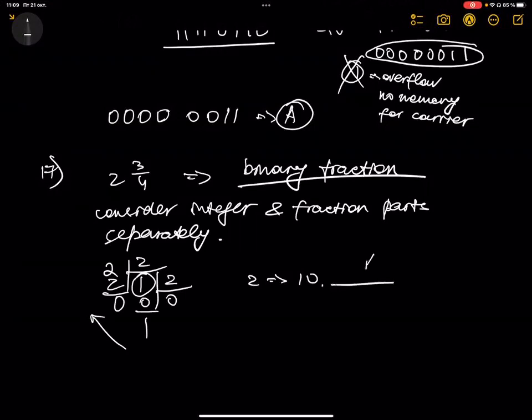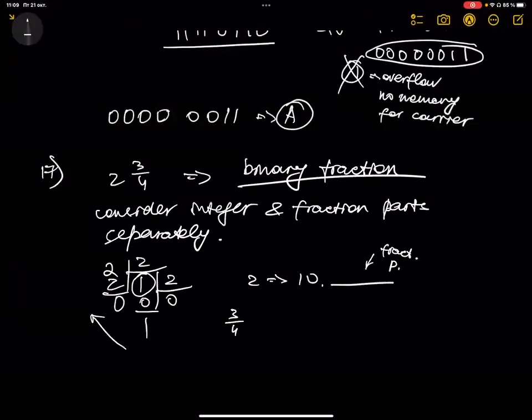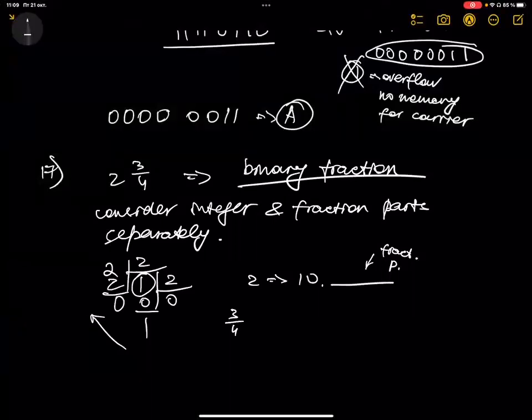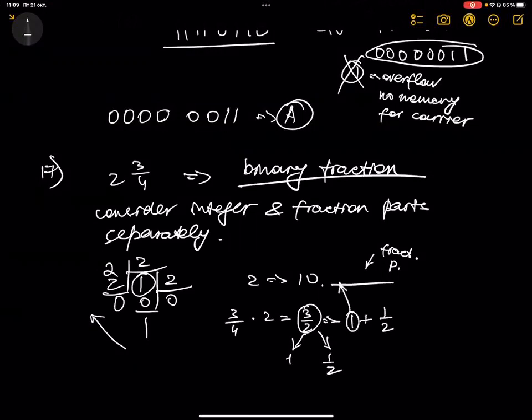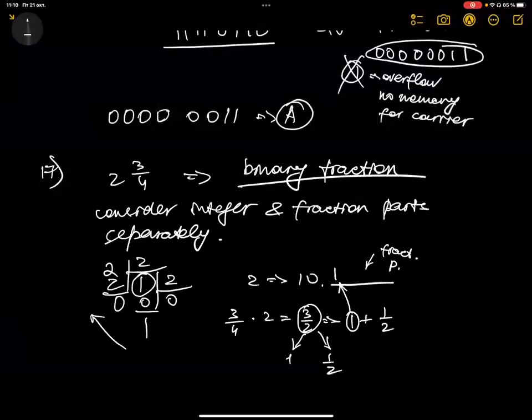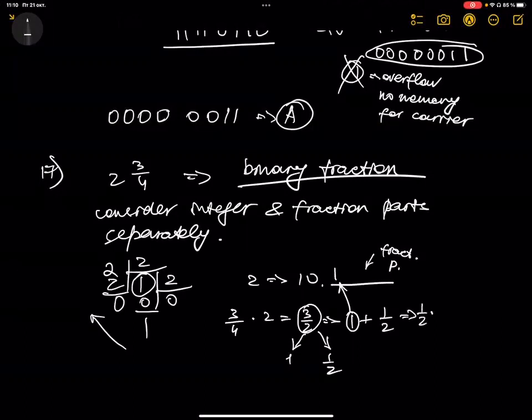I write the fraction part here. The fraction part is going to be 3 over 4. You have to keep multiplying it by 2 until you get 1. Multiply by 2, you're going to have 1.5. You have to write it divided into integer and fraction part: 1.5 is 1 plus 1 over 2. You write here only the integer part you have found, so you write 1. Then keep going with 1 over 2.